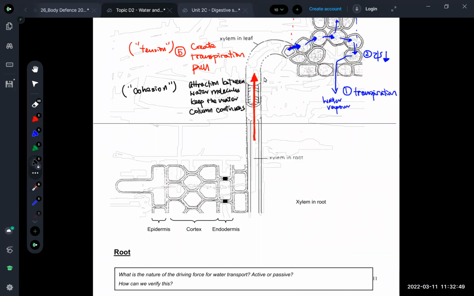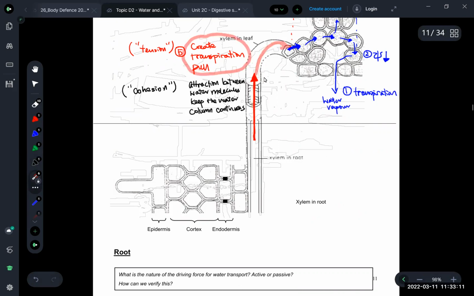Keep the water column continuous, and that force is called cohesion force. So 少一個力都唔得嘅話係嘛？諗下，so these two forces together allow or drive the water to be transported upward. This pulling force, also known as tension, is moving the water up, while the cohesion force is ensuring all the water molecules would follow.